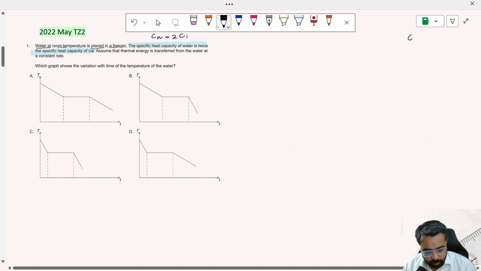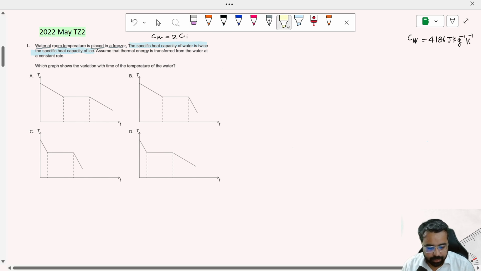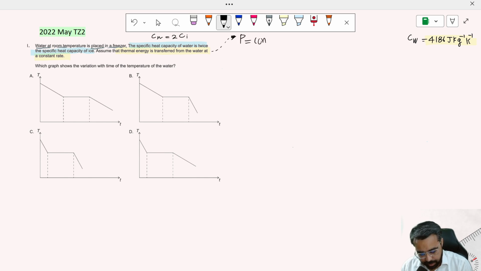For instance, water requires 4186 joule per kg per Kelvin, or per degree Celsius. This is the specific heat capacity of water. The second very important point mentioned here is that thermal energy is transferred from the water at a constant rate. It means, dear students, that the power is constant.